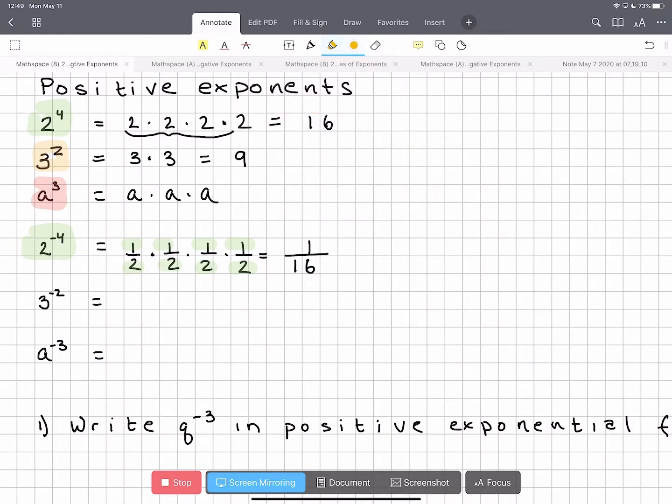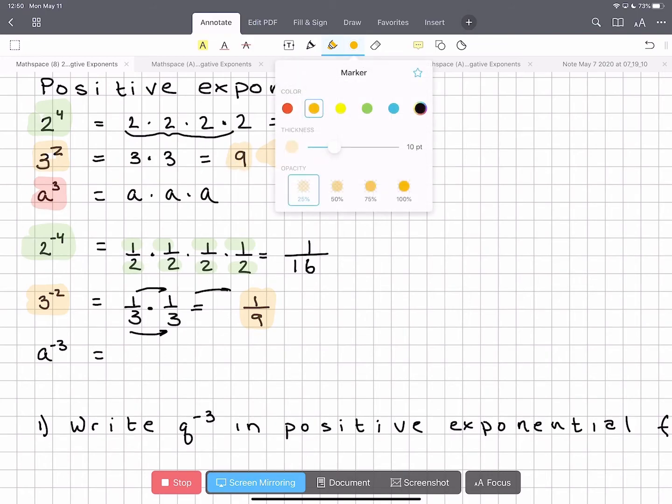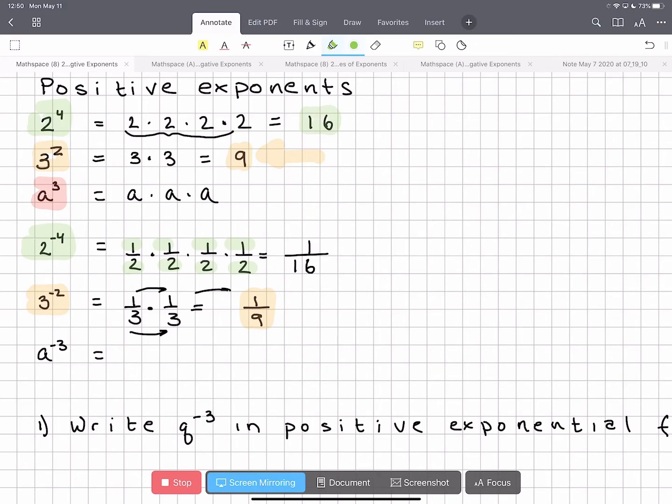So in 3 squared up here at the top, it was 3 times 3. With 3 to the negative second power, we're going to multiply by the reciprocal of 3, which is 1/3. So 1/3 times 1/3. Numerator times numerator, that's 1. And denominator times denominator, that's 9. So we can see our answer here is also the reciprocal of the answer up there. Right? The same was true for 2 to the 4th and 2 to the negative 4th.